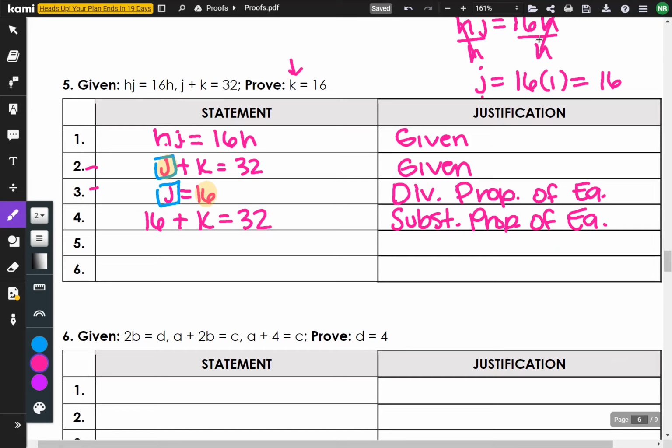Okay. And the last step would be to do what? Subtract. And since we have multiple lines here, when you're using substitution or transitive, make sure you also identify or label what lines you used. So I combined 2 and 3. Forgot to mention that one. Subtract 16 from both sides and you get k is equal to 16. So subtraction property. Can't spell.